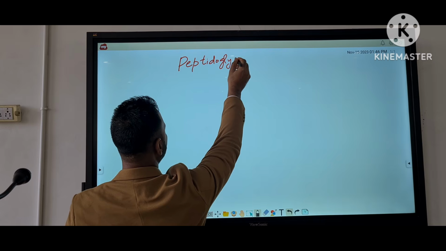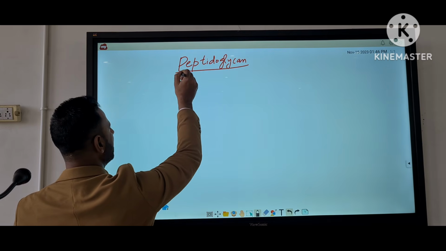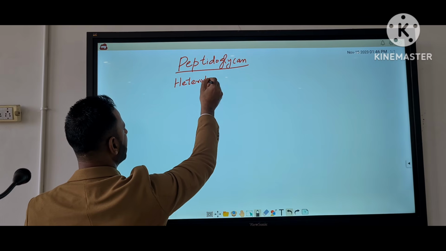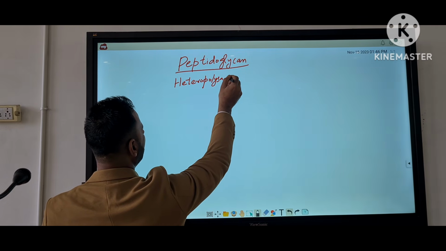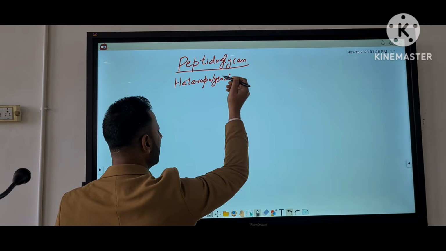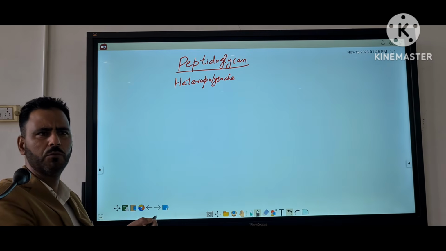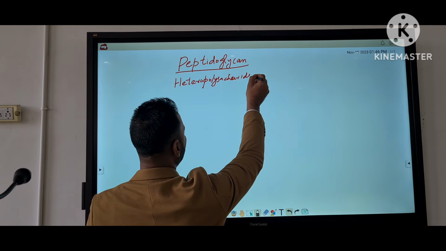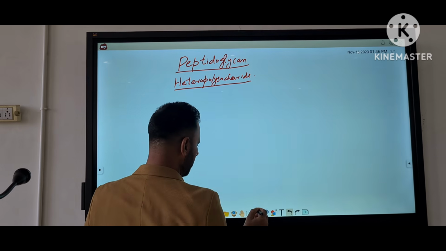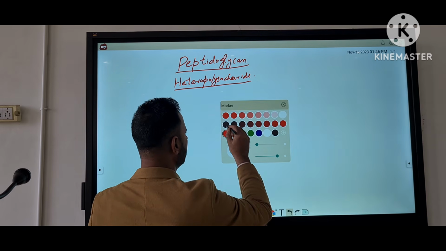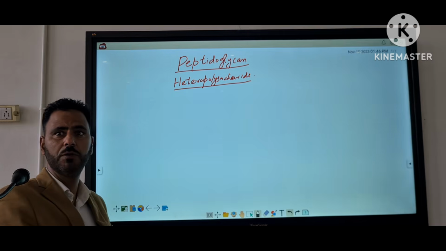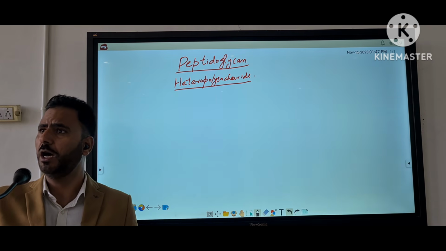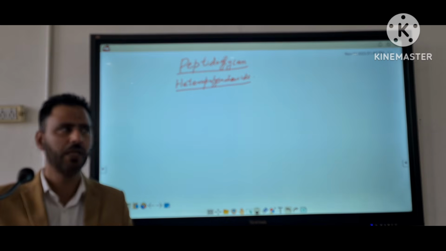Peptidoglycan. Peptidoglycan is a heteropolysaccharide. What do you mean by heteropolysaccharide? Heteropolysaccharide means it is made up of more than one type of monomeric unit. But it is a polysaccharide, so it is made up of a large number of monomeric units.